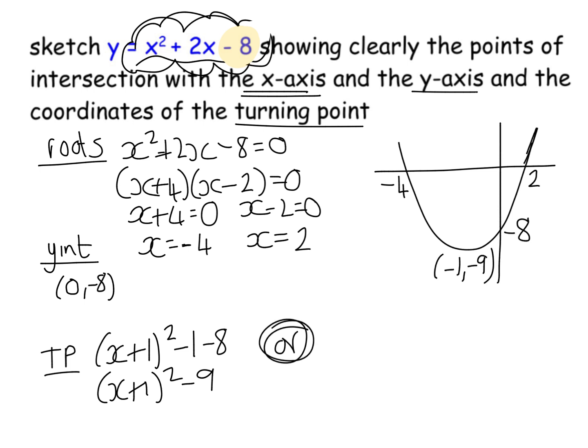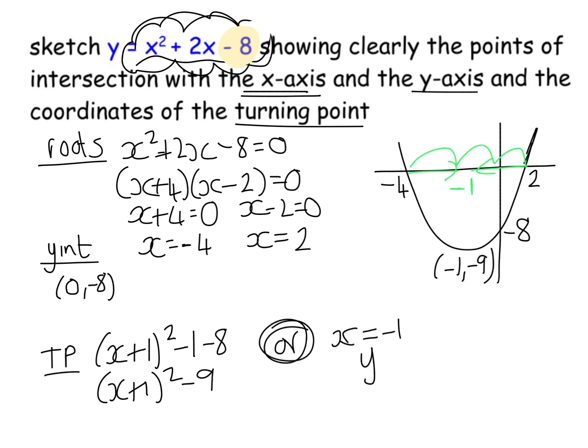Or, what might be easier now is to ask what's bang in the middle of 2 and minus 4. This is a jump of 6. Half of 6 is 3. 3 away from each number here gives us -1. So you could say, my turning point is when x equals -1.